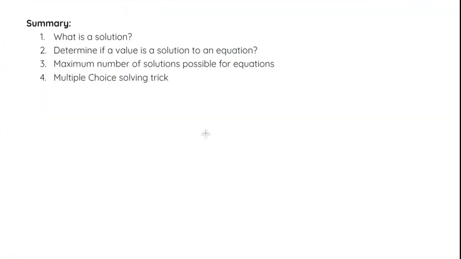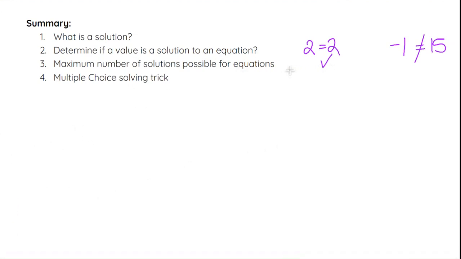So let's do a quick summary of what we talked about in this video. So what is a solution? We talked about a solution being something that makes the equation true when you plug it in for that variable or variables. Now, we talked about determining if a value is a solution to an equation. And again, we figured that out by plugging it in and seeing if we come up with a true statement. For example, if we ended up with something like 2 equals 2 at the end, then yes, that was a solution. Whereas when we ended up with something like negative 1 equals 15, then no, that would not be a solution.